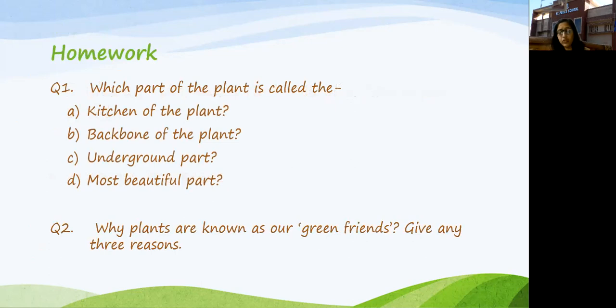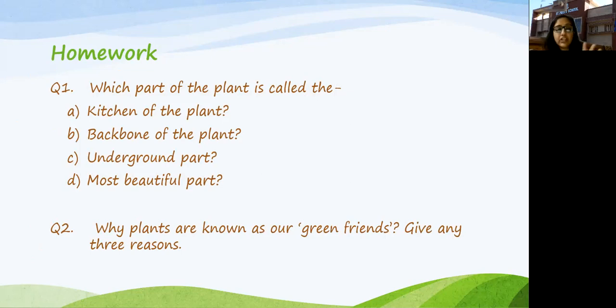Now, children, with this we have completed today's portion. What all we have learned about plants, types of plants. This topic I have covered. Then after this, parts of a plant. So these two topics, if I say broadly, I have covered: types and parts.